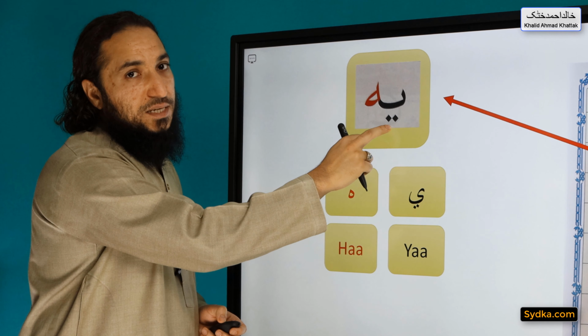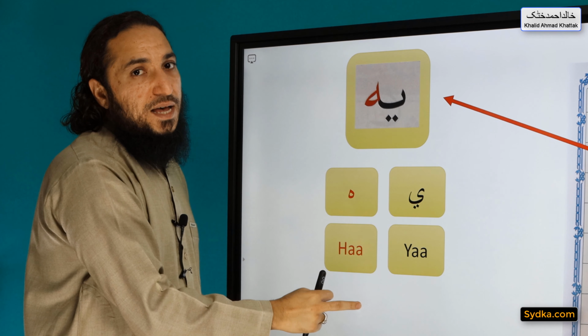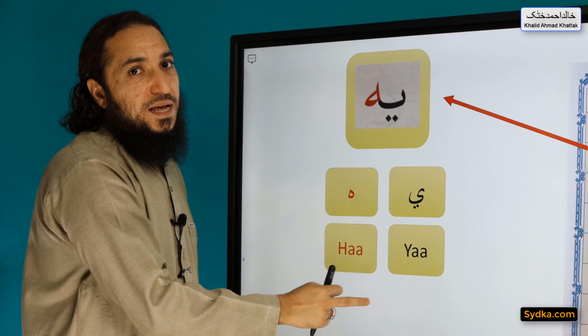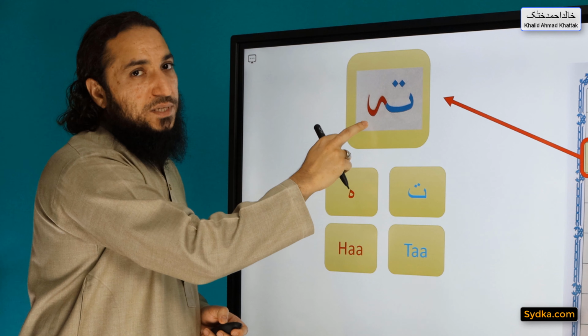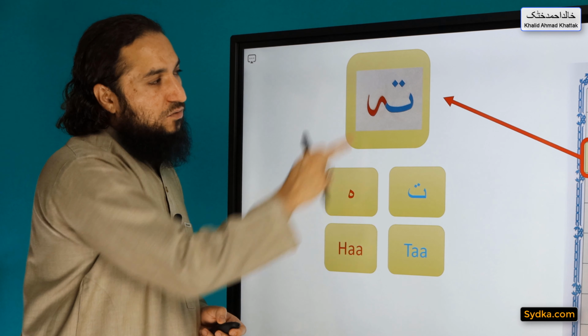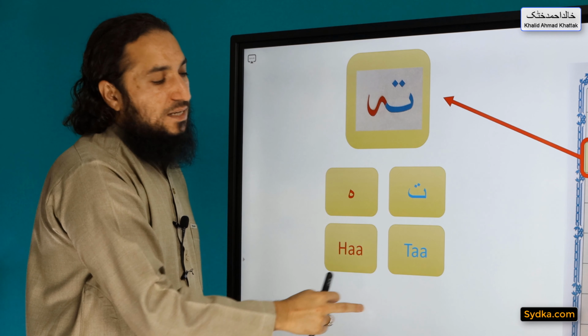The first one is ya, and the second one is ha. Ya, ha. The first letter is ta, the second one is ha. That's another way of writing ha. Can you see that's another way of writing ha? Ta ha.